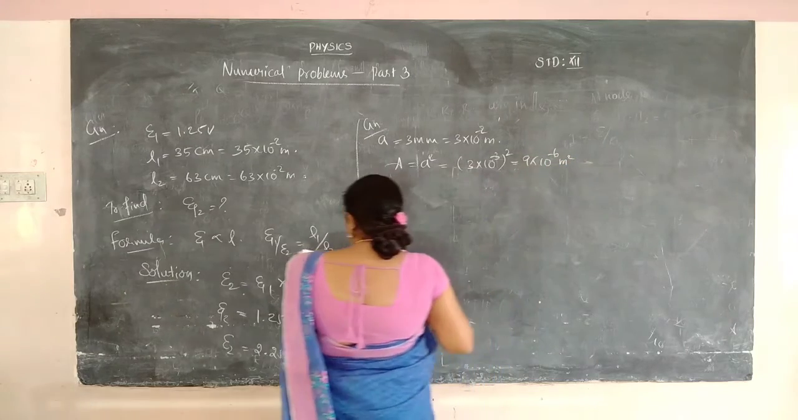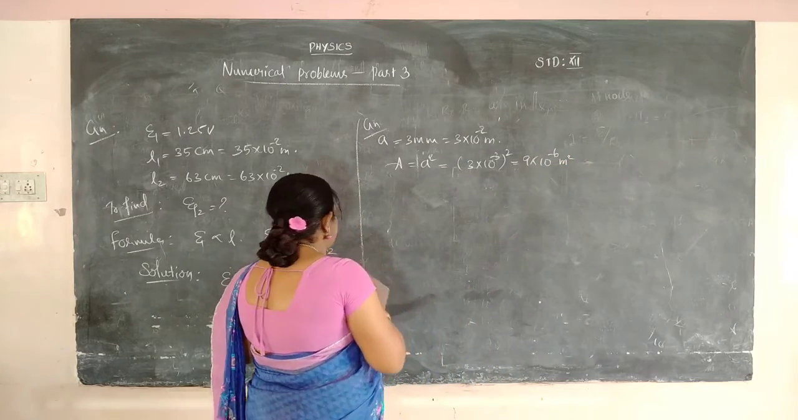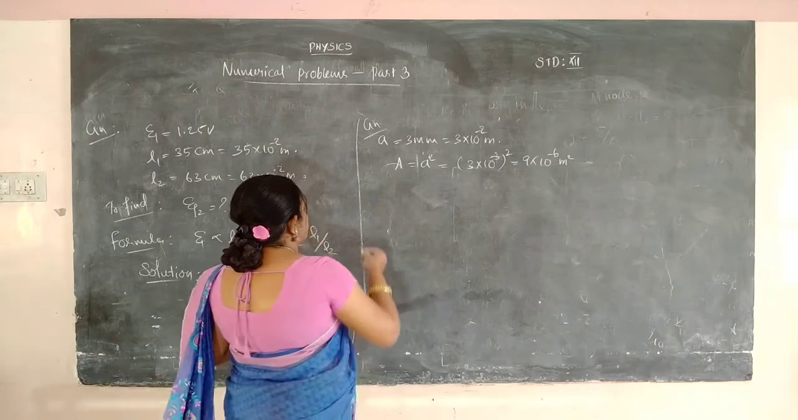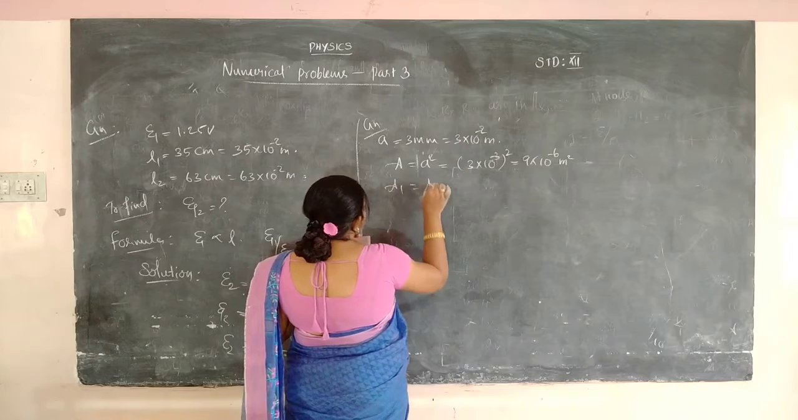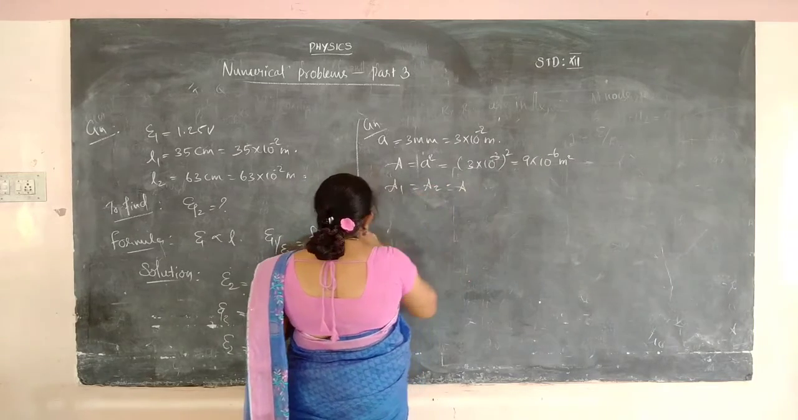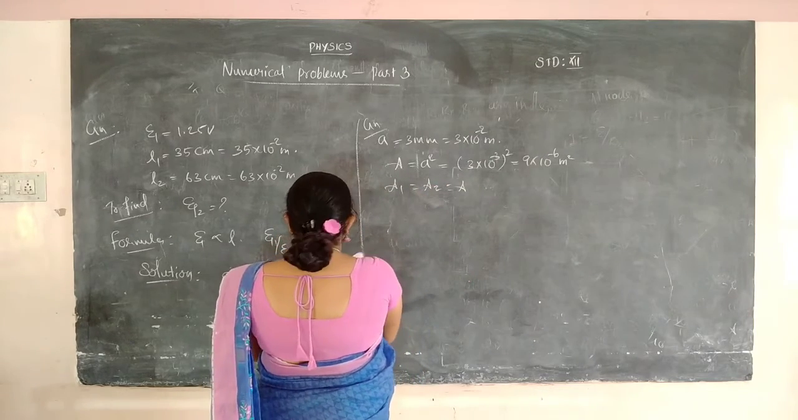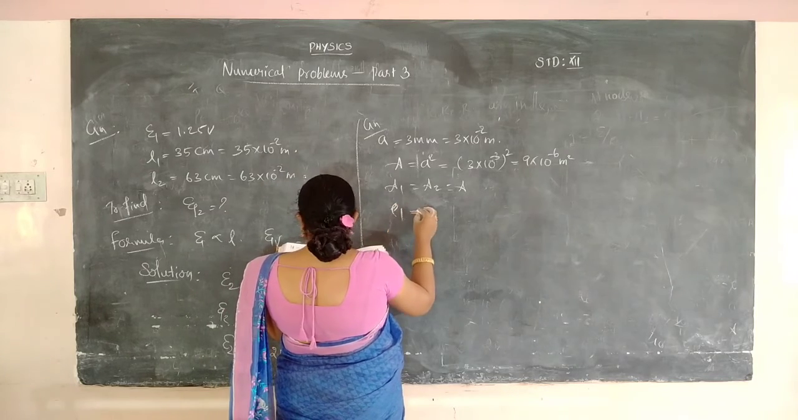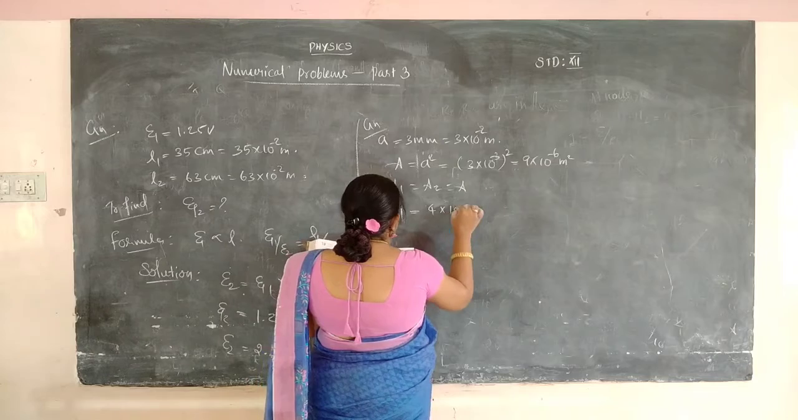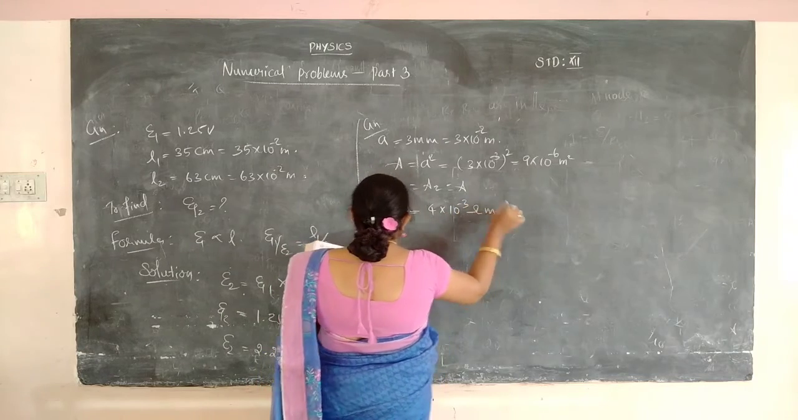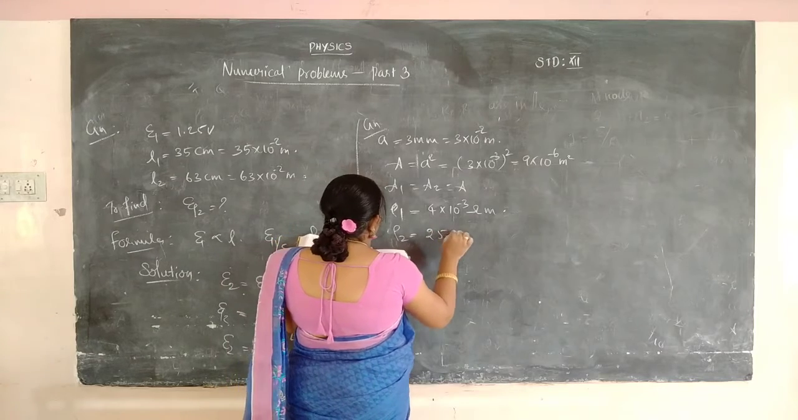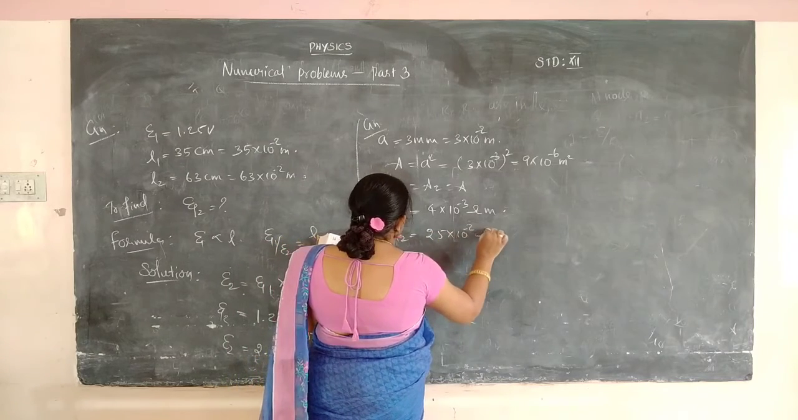Okay, area is found out. Area of cross section is the same for both materials. So area of cross section A1 is equal to A2 is equal to A. Okay. So now the resistivity of the material. What are the given values? Resistivity of the first material is 4 into 10 power minus 3 ohm meter. Then resistivity of the second material, rho 2, is equal to 25 into 10 power minus 2 ohm meter.